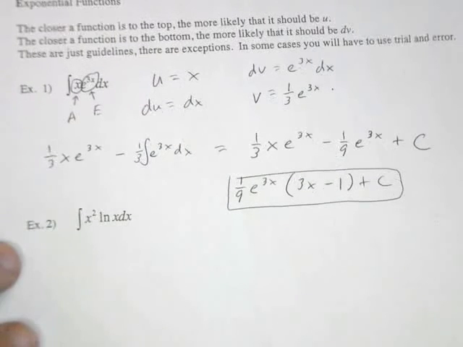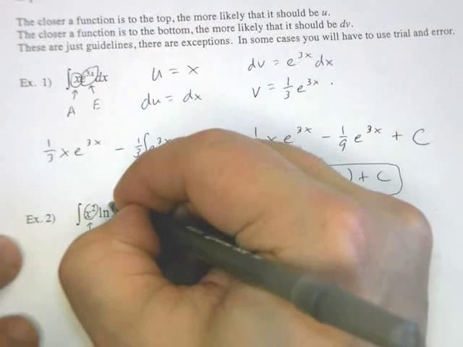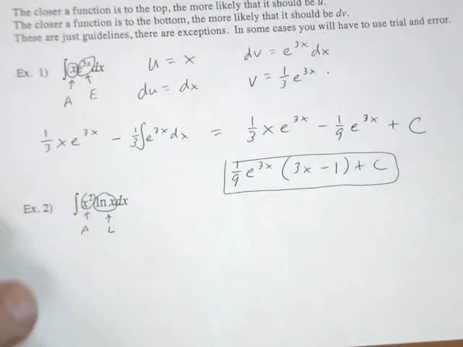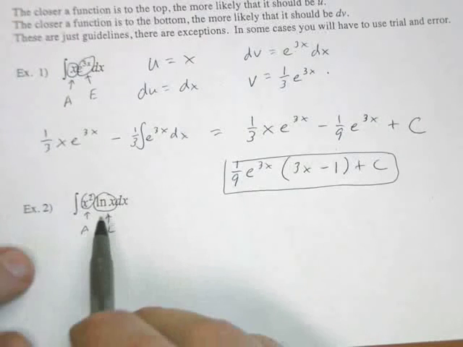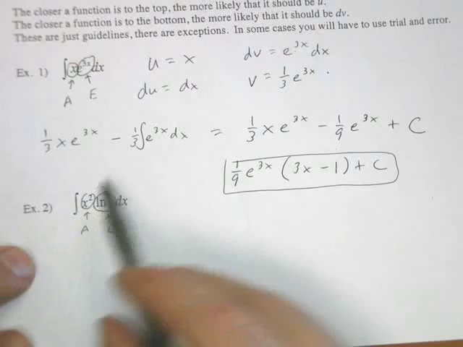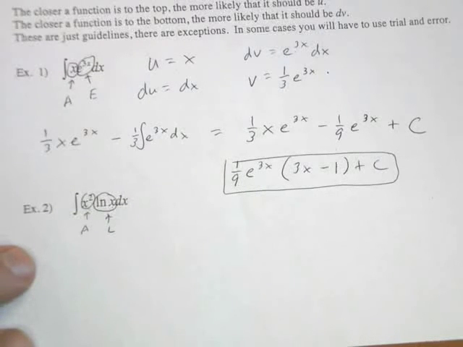Okay, let's try that again. Here I have an x squared. That's an algebraic function. I have a natural log of x. That's a logarithmic function. Again, I can't do a normal integration or u substitution on a problem like this, because if I try to make this u, that's not going to work. If I try to just make u x, that's not going to work. If I try to make u x squared, no possible u substitution is going to work in this case.